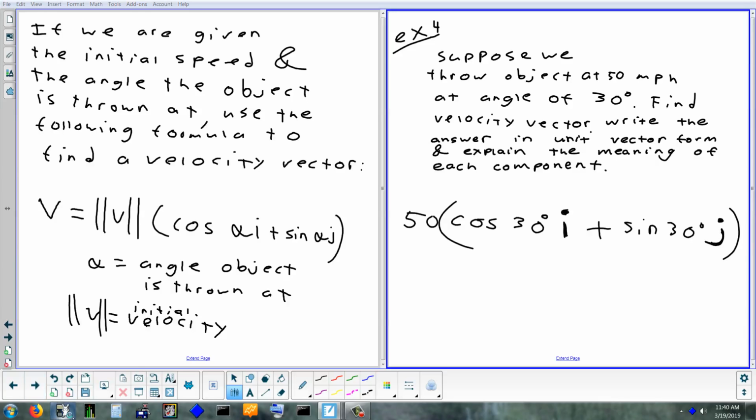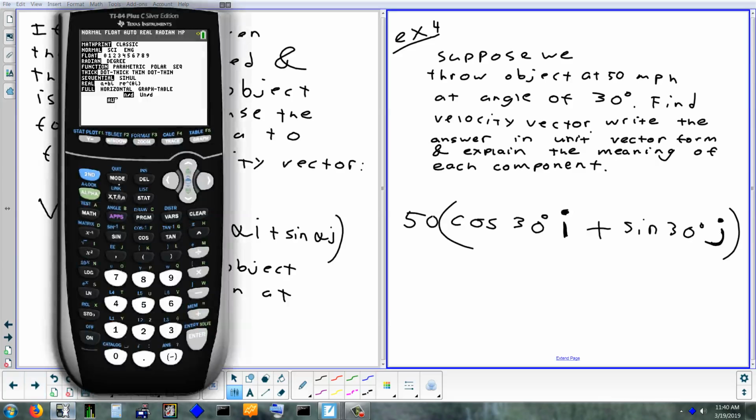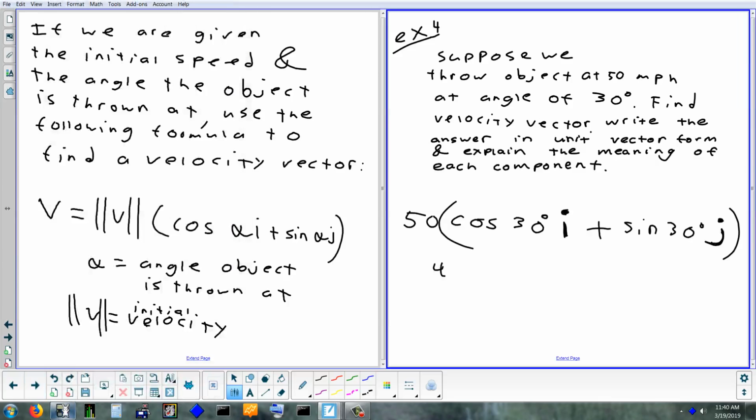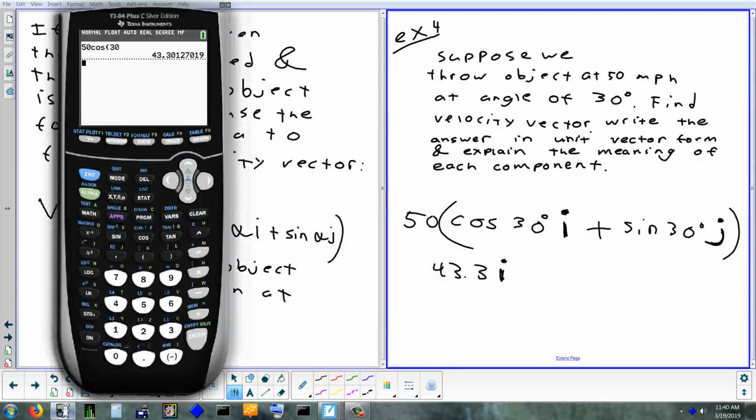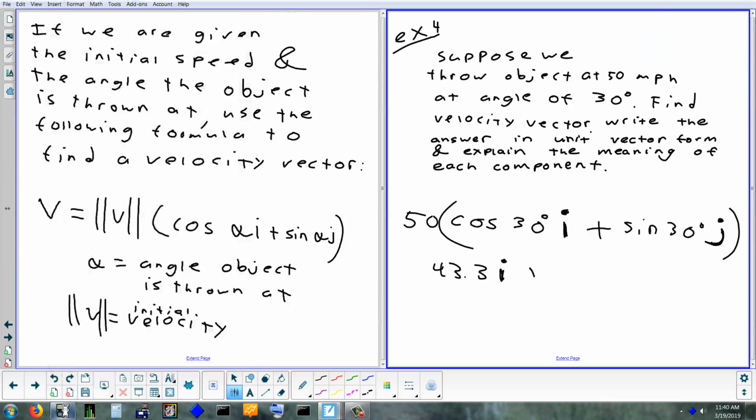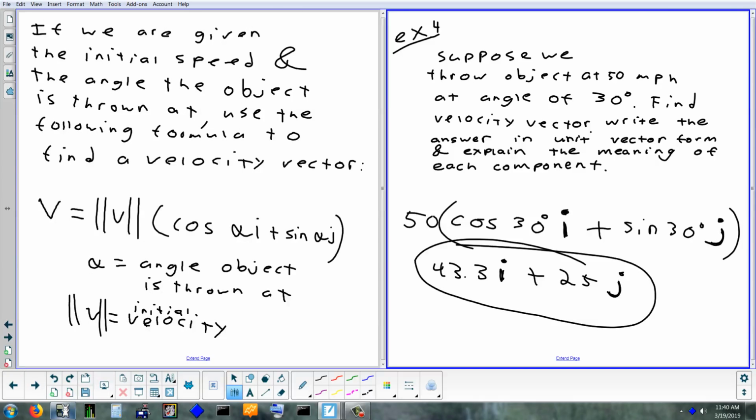All right, so let's do that out. 50 cosine 30, make sure you're in degrees though. So 50 cosine 30 gives me 43.3i. And then 50 sine 30 is going to give me 25. And make sure you put the j with that, 25j. So there's the velocity vector that would represent throwing an object at 50 miles an hour at an angle of 30 degrees.